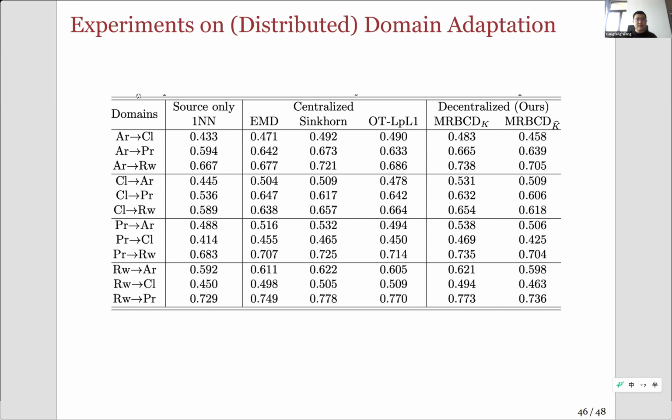Also, more experiments on other domains, and we also compared with the centralized ones. We can find that with MRBCDK and MRBCDK hat, we can guarantee almost the best score, and also MRBCD with the true matrix K will get a better score than the one with the approximated kernel matrix K hat.